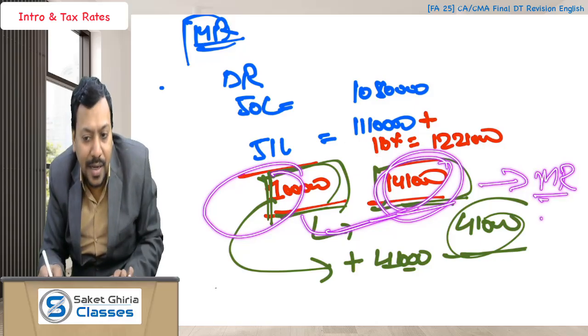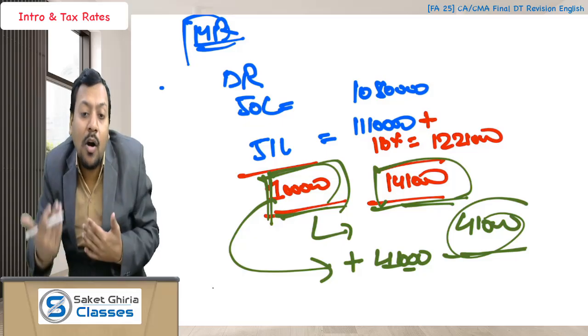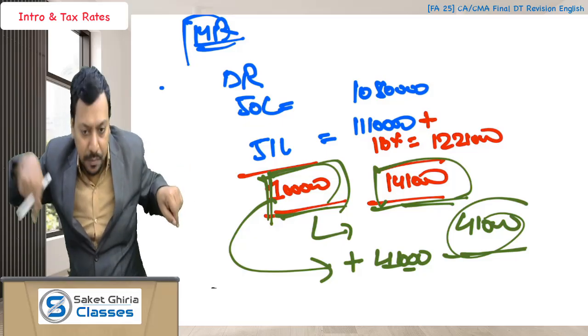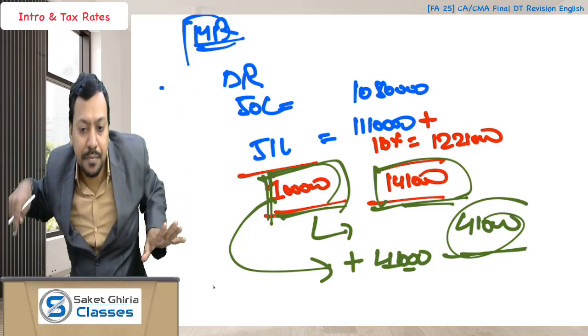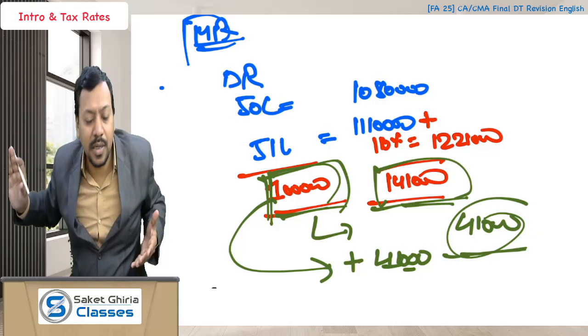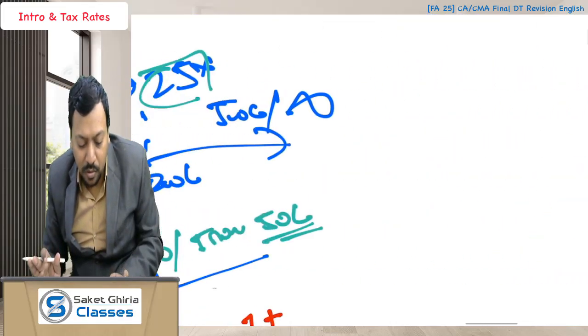How much is the increase in tax? 1,41,000. How much is the increase in income? 1 lakh. By how much is the increase in tax higher than the increase in income? 41,000. Take it as marginal relief. So what is the formula for marginal relief? Increase in tax minus increase in income. The balance amount will be marginal relief. I hope you have got it.